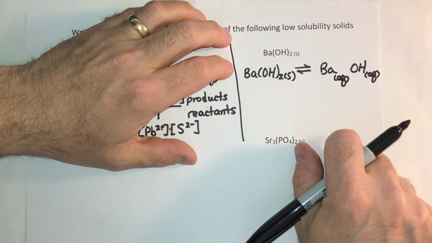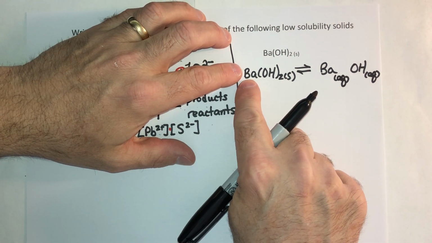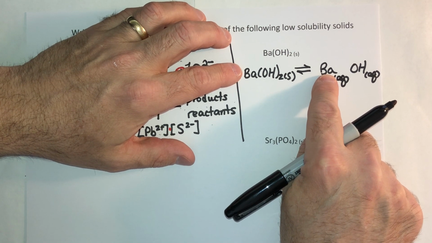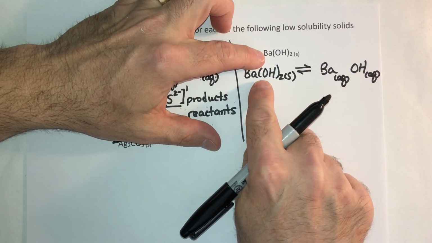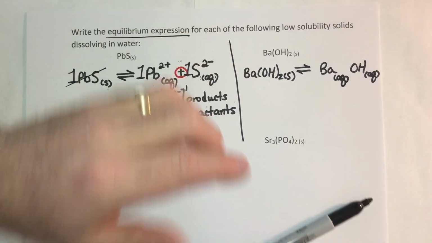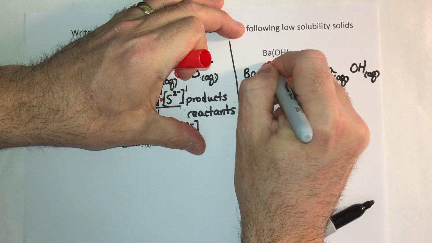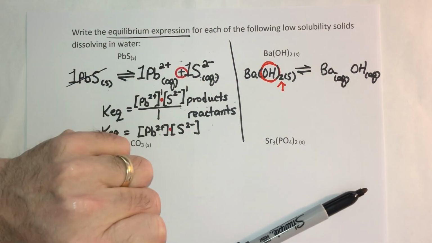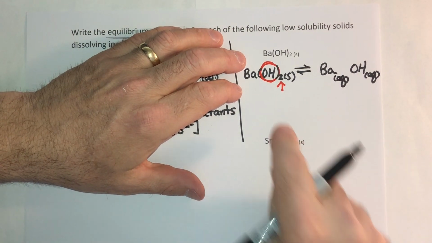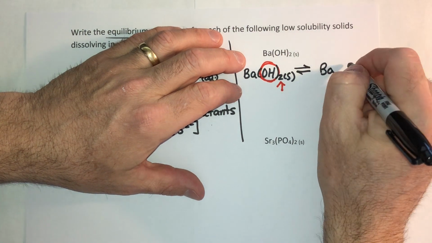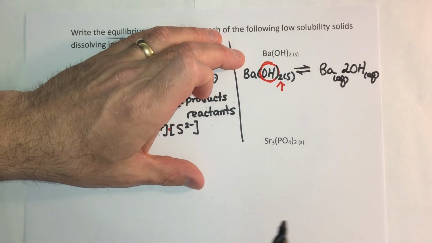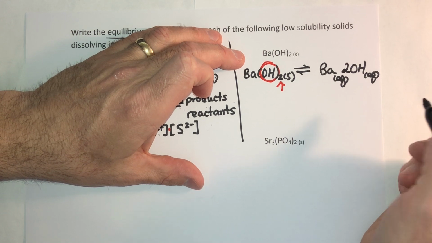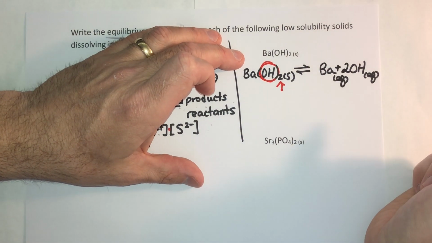So if I look at this, I have one barium at the beginning, I have one barium at the end. That's good. But if I look here, I don't have one hydroxide, right? Here's my hydroxide. I have two of them. Now, I don't leave that 2 as a subscript. I am going to put the 2 out in front and say I have 2 hydroxides. Now, the last thing you need to do is your charges.